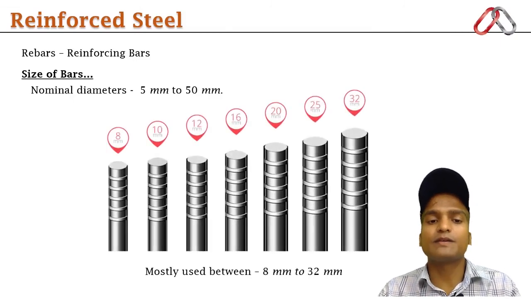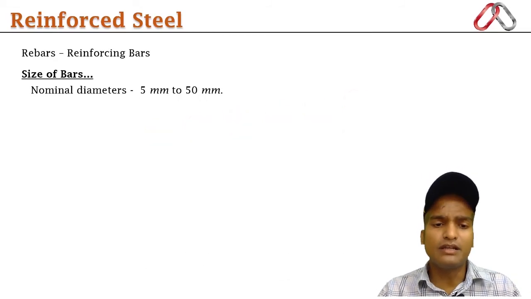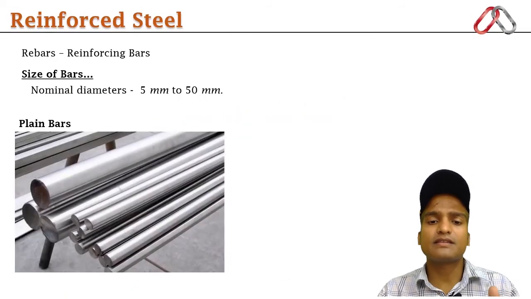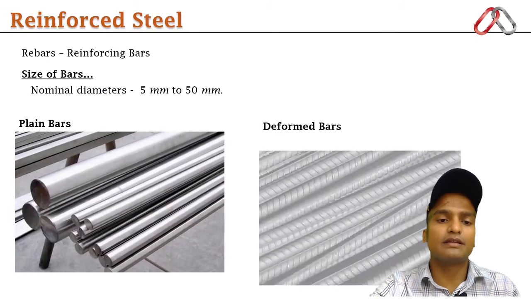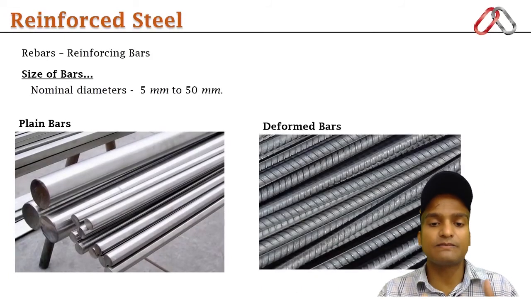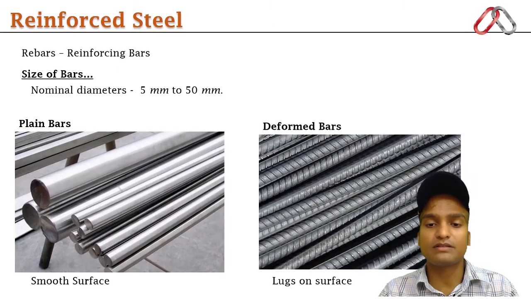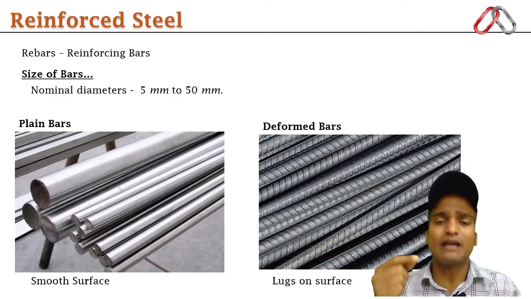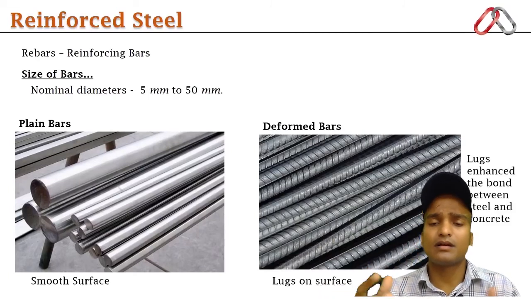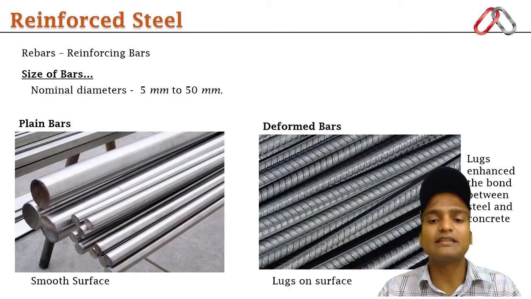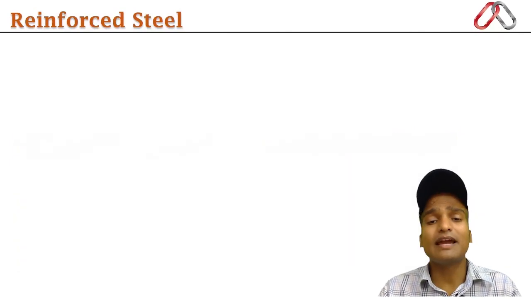Bars are of two types: plain bars and deformed bars, and you can clearly look at the difference in the surface of both the bars. In the plain bar the surface is very smooth, whereas in the deformed bars there are lugs provided on the surface. Why are these lugs provided? This is very simple: to enhance the bond between the steel and concrete.